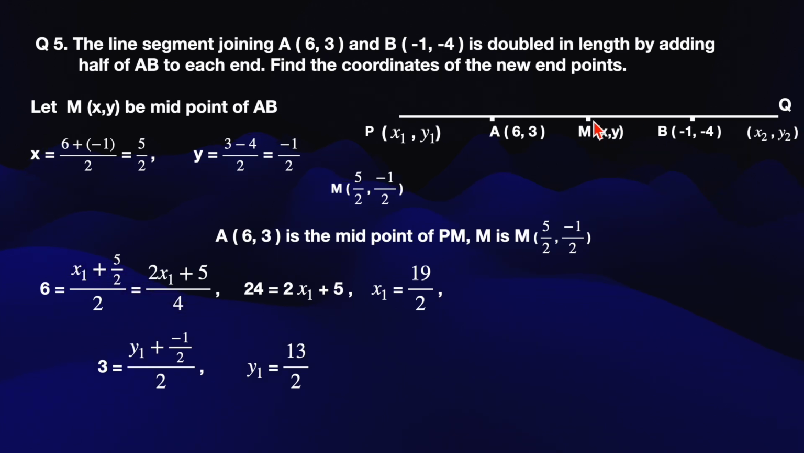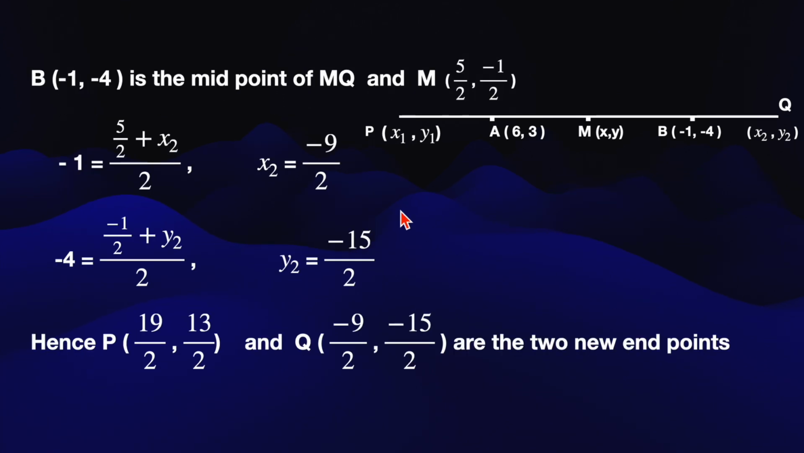Similarly, you have to find out for Q x2 y2. Here we have to take the line segment MQ and B is the midpoint. We know what is M, we know what is B. We have to find out x2 y2. So here it is, I have done. B is the midpoint of MQ. Here it is. Okay, the value of M is this. Use the midpoint formula. Okay, let me show how I've used it.